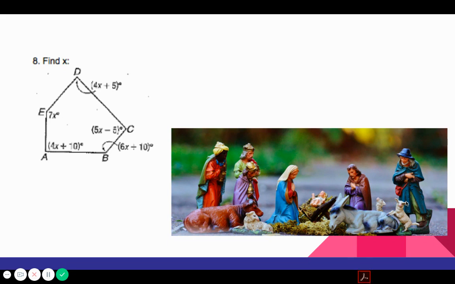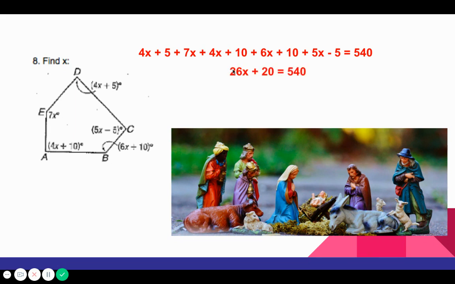All right. So now this is not a regular polygon because the sides are not all congruent, but we still know with 5 sides, the total is 540 for all those angles. So in order to solve for x, I'm going to add up what I know about each angle, set it equal to 540, and then I can combine like terms. I have 26x plus 20, all the x's together, all the numbers together, subtract 20, and divide by 26 so I can figure x equals 20.